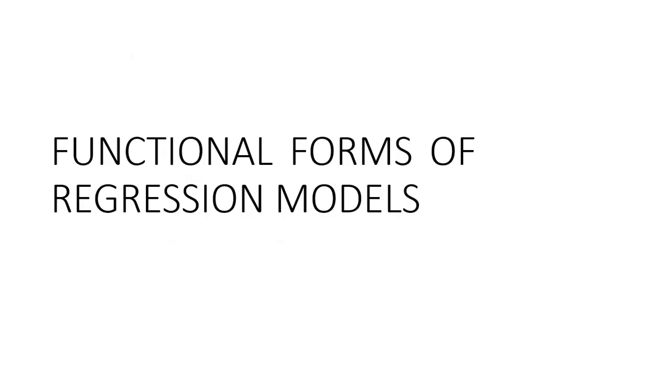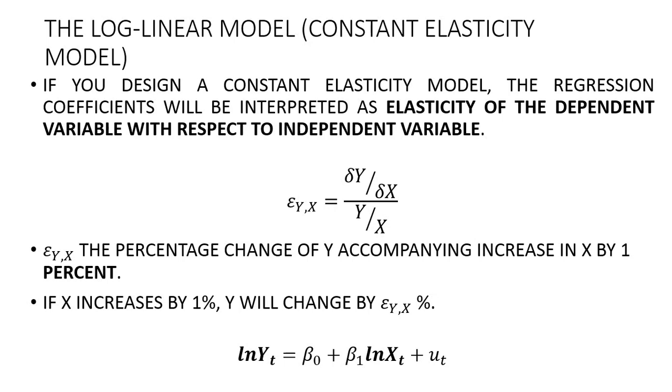So now we proceed to the second part, which is all about functional forms of regression models. So far we analyzed the linear model both in terms of coefficients and in terms of variables. Now we are going to proceed to the models which are linear in terms of coefficients but not linear in terms of variables. And we will start with the log-linear model.